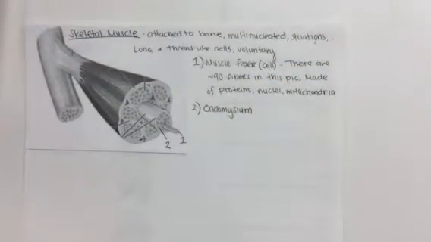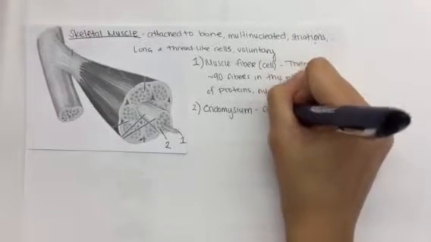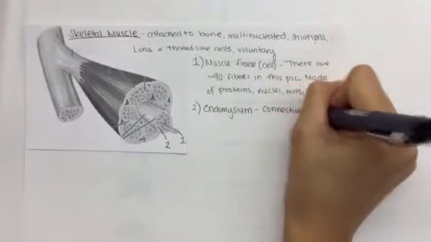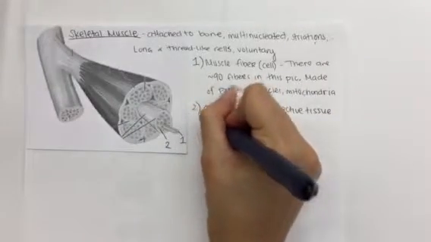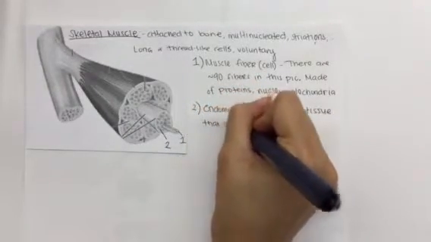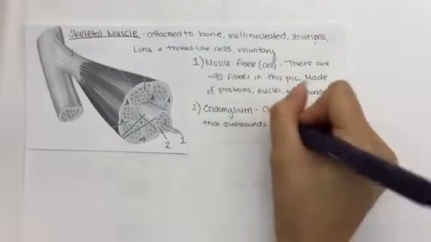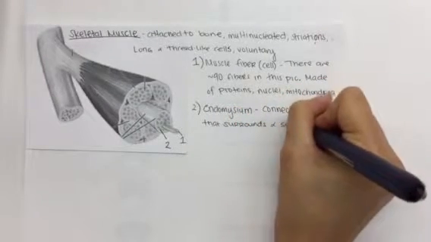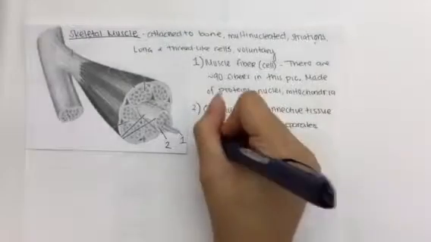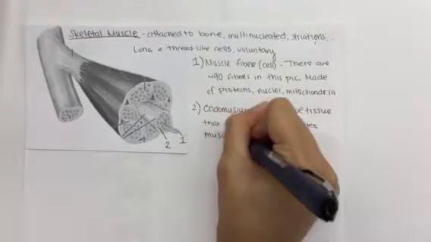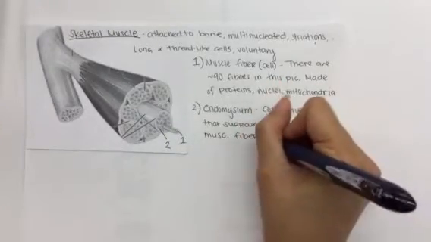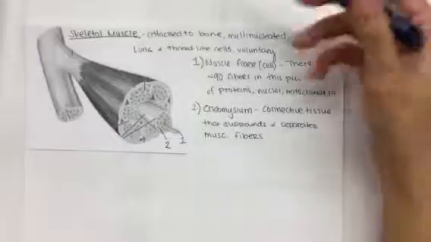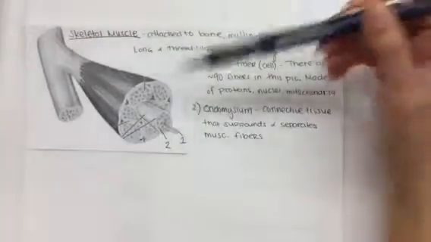Can you please say endomysium? Endomysium. All right, so it's actually connective tissue that surrounds and separates muscle fibers. So I'm going to shorten the word muscle. You can write it out if you'd like. So there's a lot of endomysium between each muscle fiber.